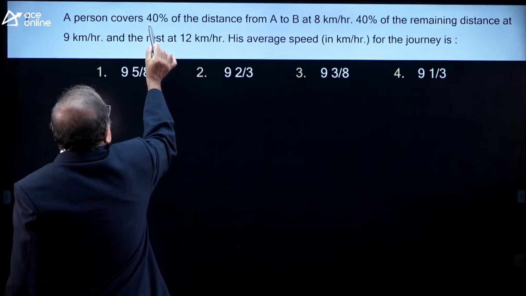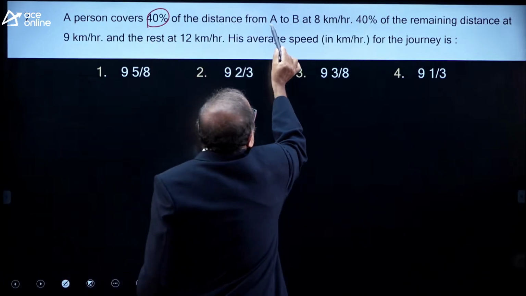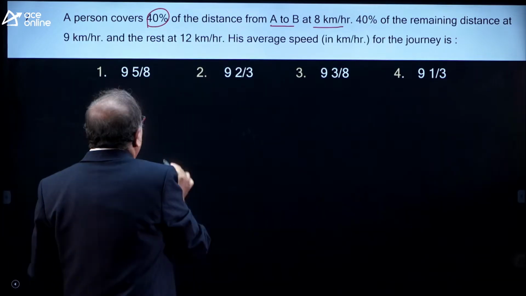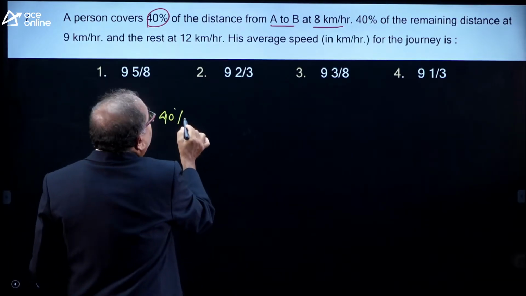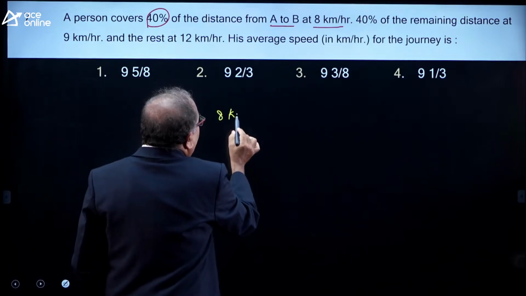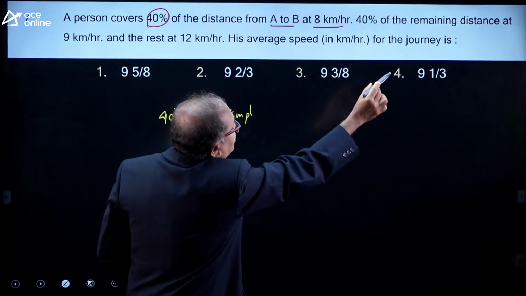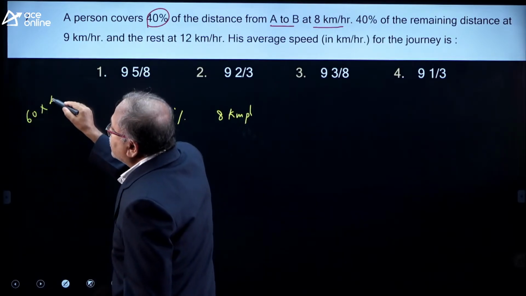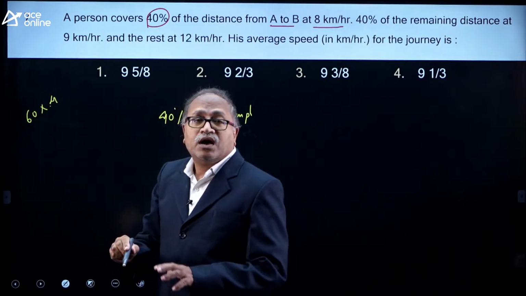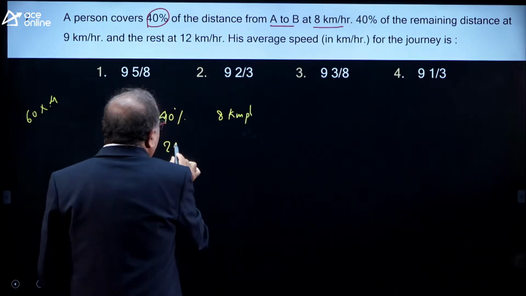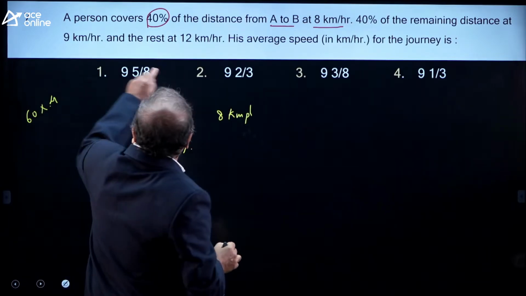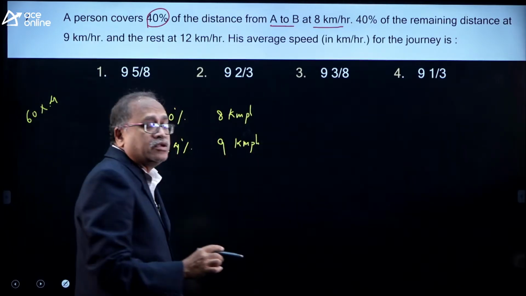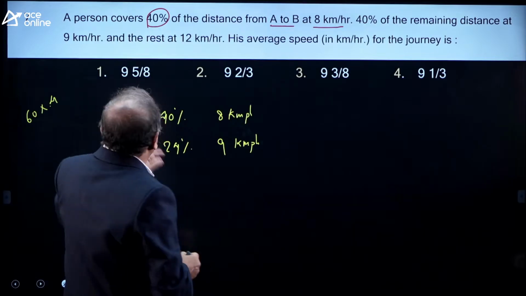What is the question? A person covers 40% of the distance from A to B at 8 km per hour. So, the information I have is 40% he covers with a speed of 8 km per hour, and then 40% of the remaining. The remaining is 60. 60 is, 40% is 0.4, and 60 into 0.4 is 24. So, that is 24% he covers with a speed of 9 km per hour. I am not giving a very complicated question which is beyond the SSC and RRB level.